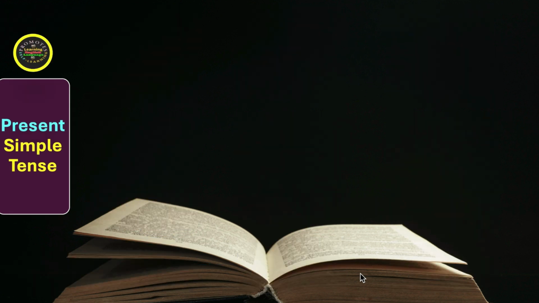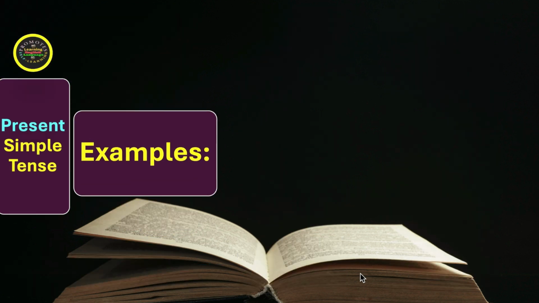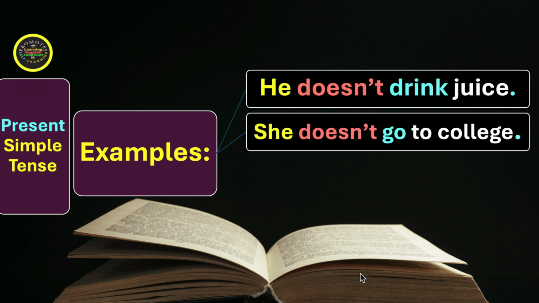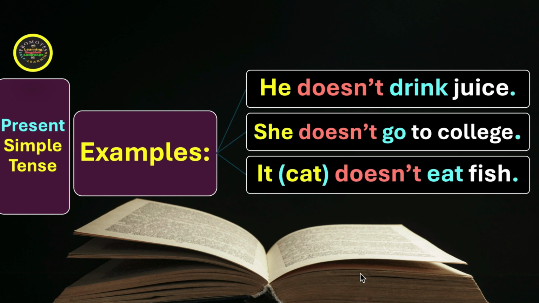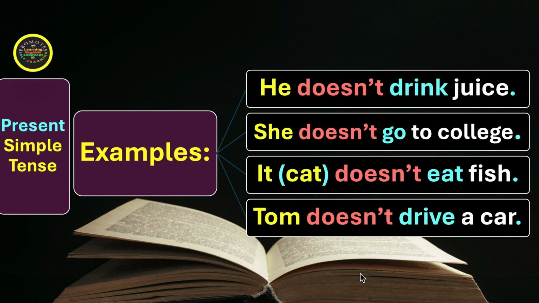Let's have examples of present simple in negative form. He doesn't drink juice. She doesn't go to college. It for cat doesn't eat fish. Tom doesn't drive a car.